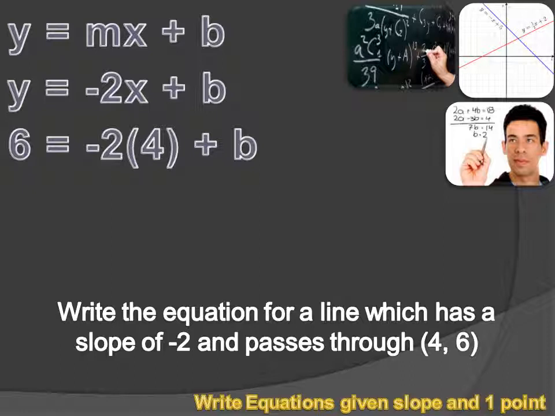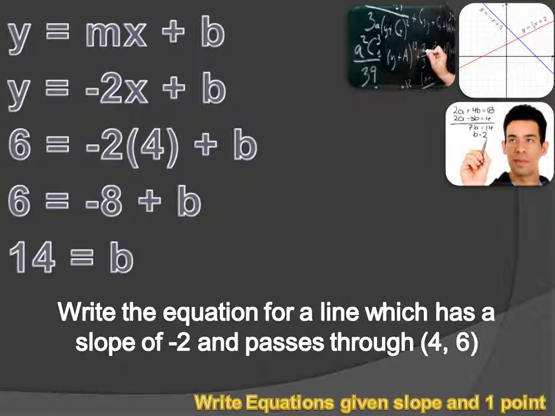At this point, I hope you see that we could solve for b and know what the y-intercept for this line was. I'd just carry out the multiplication -2 times 4, and then I'd move that -8 to the left side of the equation and add it to the 6, and I'd have 14 equals b. Well, now I know b and I know m, so I can write the equation. y equals -2x plus 14.